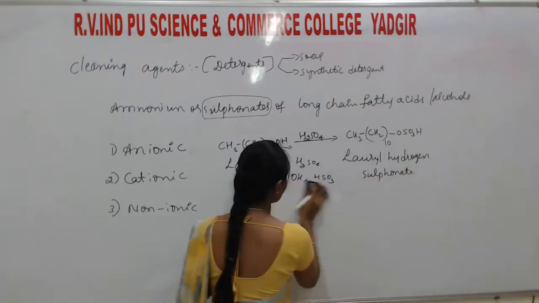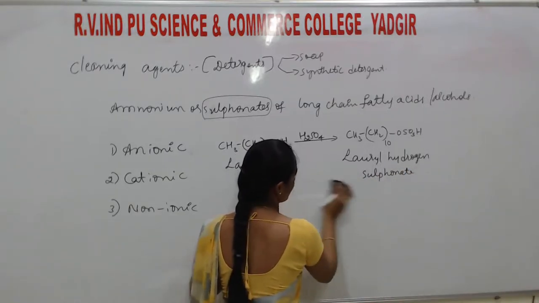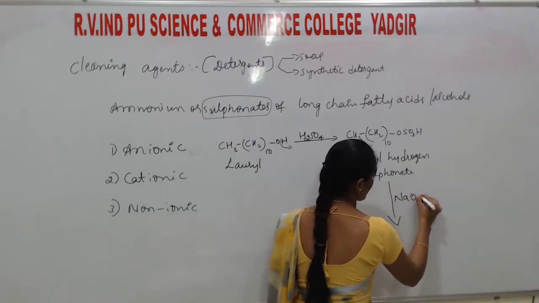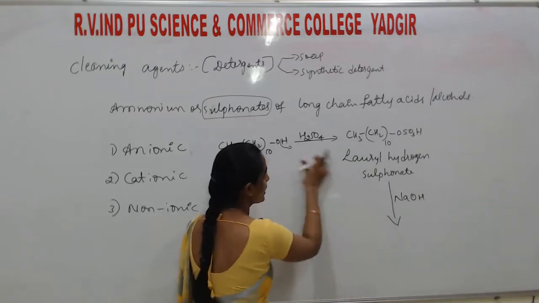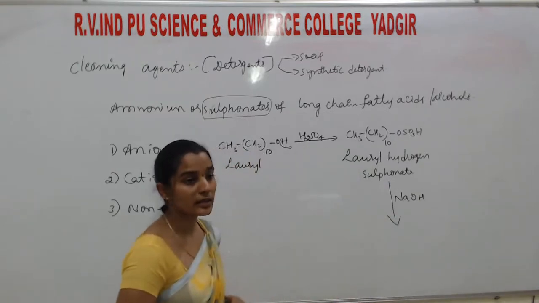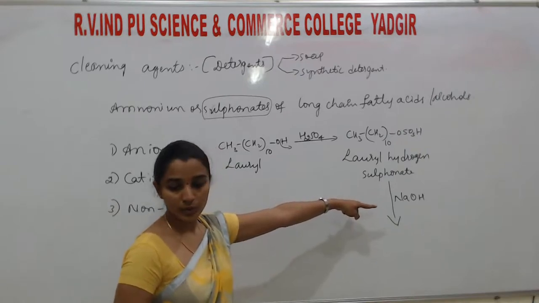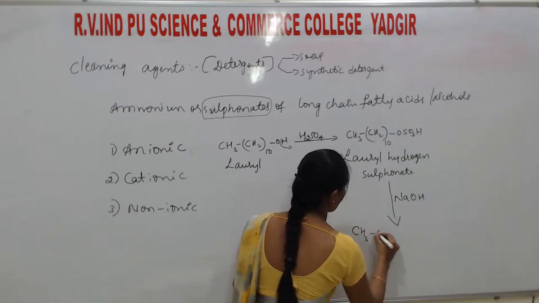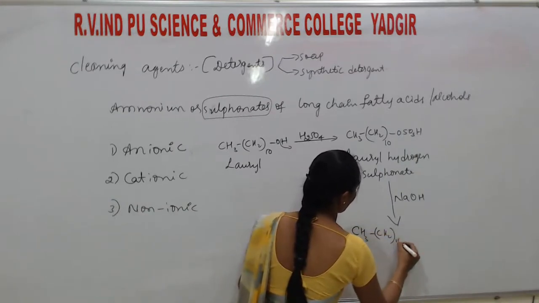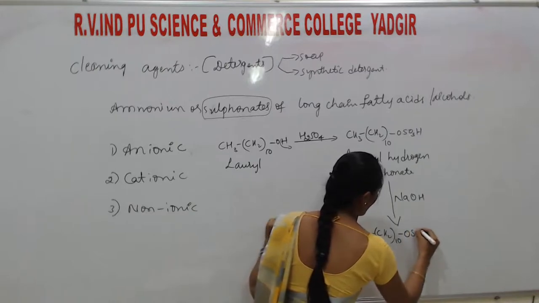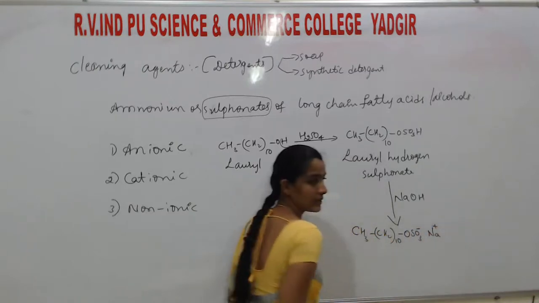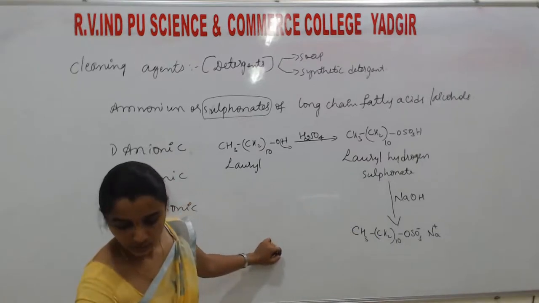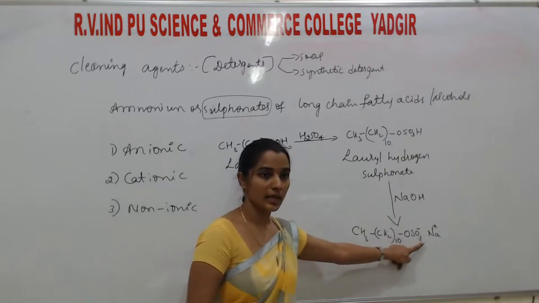Okay? So students, after this, this will react with NaOH solution, and this will help to neutralize the H2SO4. The added acid can be neutralized by this NaOH. Okay, then you get CH3, CH2, and OSO3 minus Na plus. Understand?